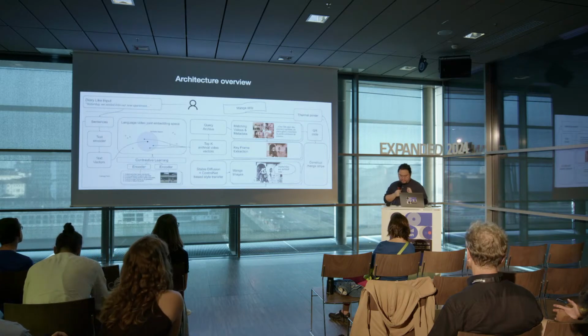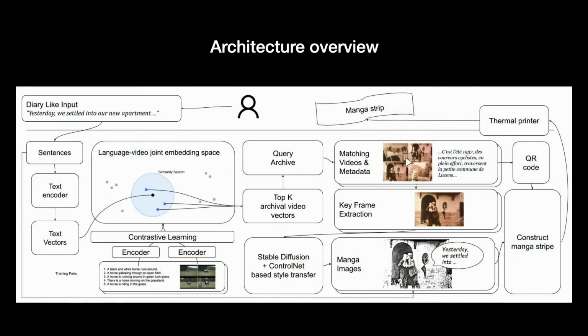When a user types in a new input, it's split into multiple queries and then encoded through our model in the space to find the nearest neighbors. And before that, we have processed all of the archival videos in the same manner so that the archival footage is also in that space. So now we have the closest match from the video archive. We then use a package to extract the keyframes of each video that we retrieved.